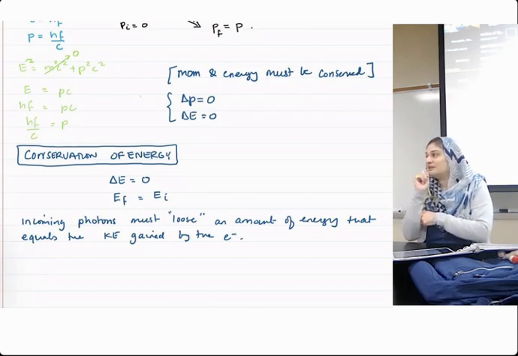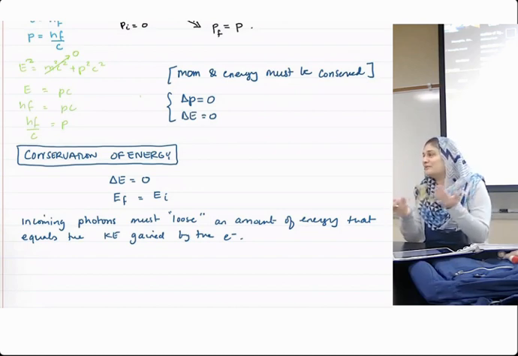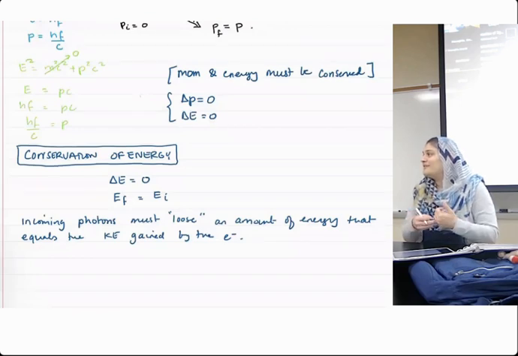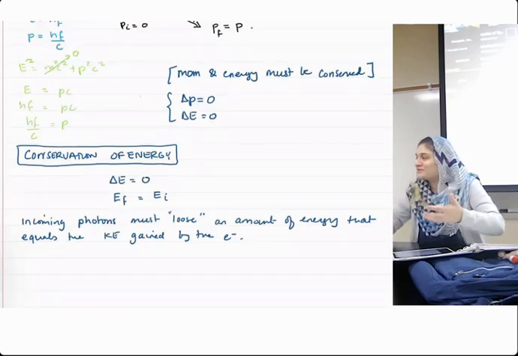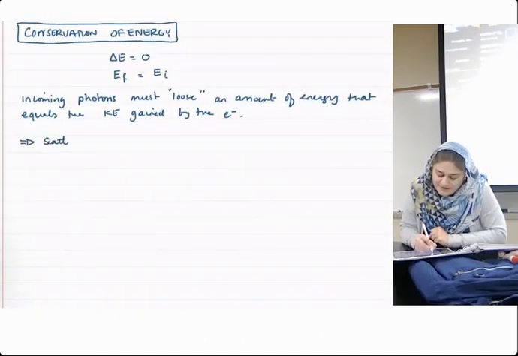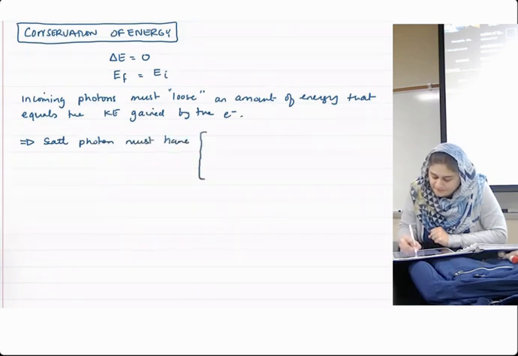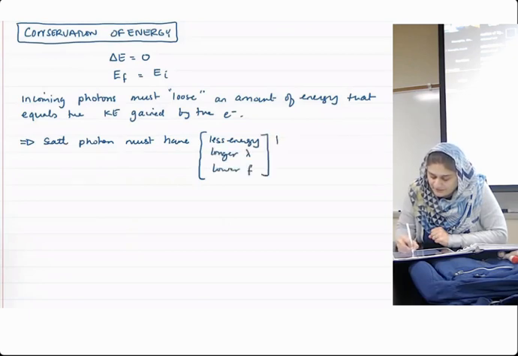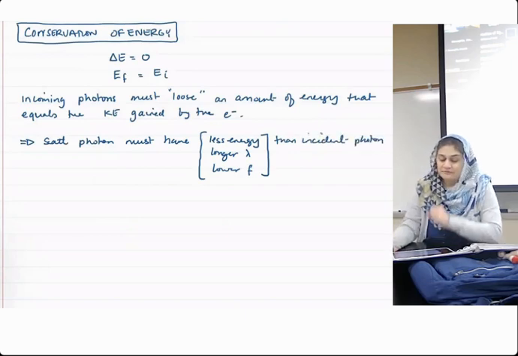the photon must change color. I mean, they're X-rays, they're not actually going to have colors, right? You guys realize that, right? I'm just making that up. They're X-rays, they're not actually going to have colors. The scattered photon must have these three things: less energy, longer wavelength, and lower frequency than the incident photon.